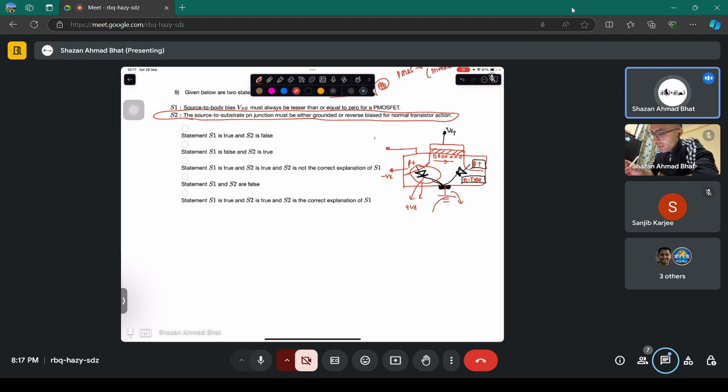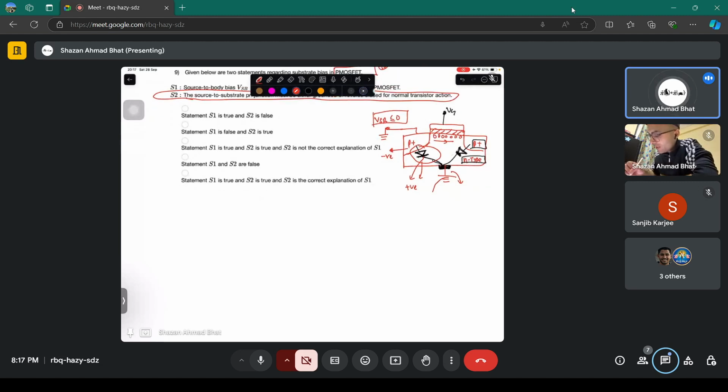This is V source to body bias with respect to the body. These two are grounded, so this should be less than or equal to 0, in order to make sure that these diodes are reverse biased. So that means if this is the P plus source region, and this is the PN junction formed here, this is the body.